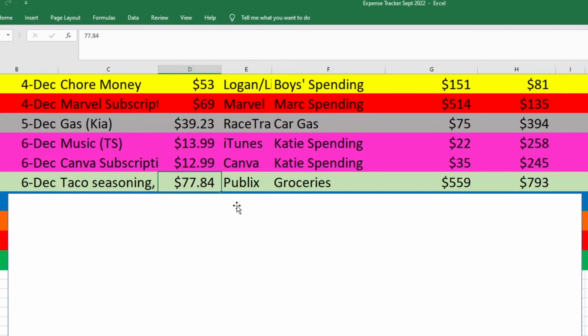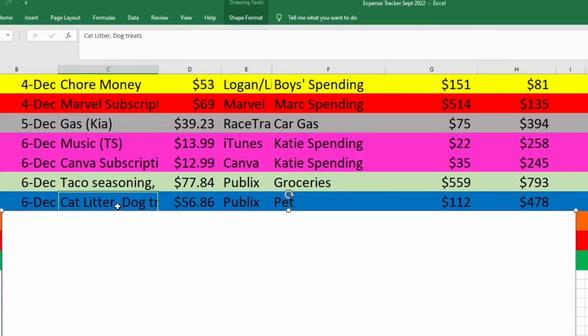So we spent a total of $77.84 on those grocery items from Publix, and I spent a total of $559 on groceries so far this month now. And I have $793 remaining. So I'm not too happy about this. I was doing better last month. So I think we need to do some Aldi shopping.